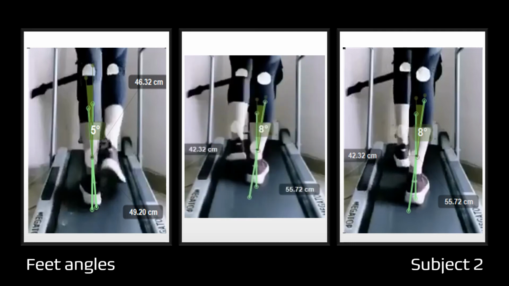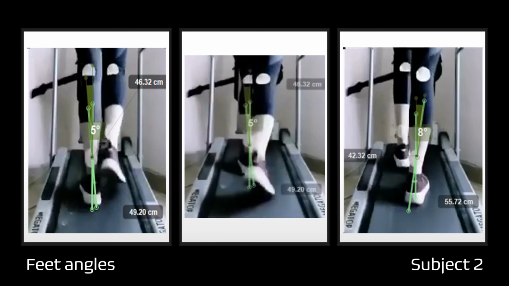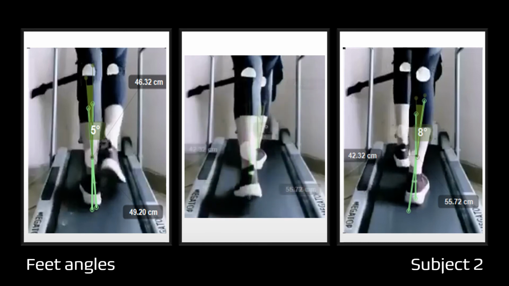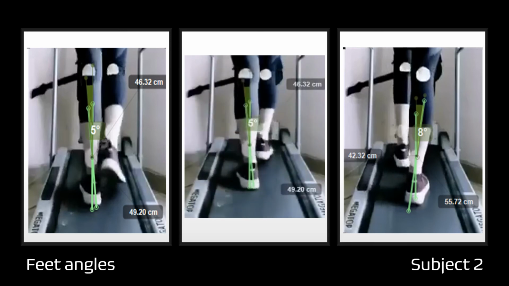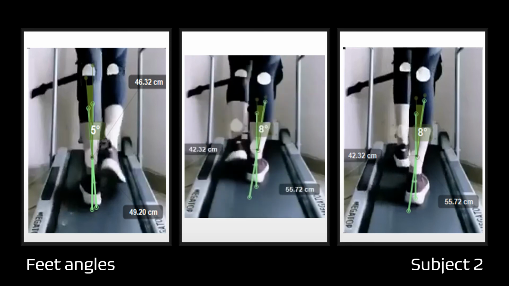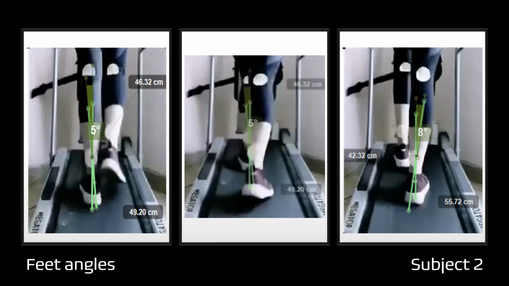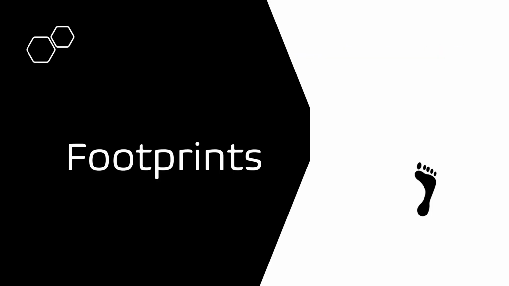This difference in the angles of both subjects can exist in the ankles and can be attributed to poor posture, when the feet have a different support, and to how much the foot needs to reduce the impact produced by walking or running. Footprints.